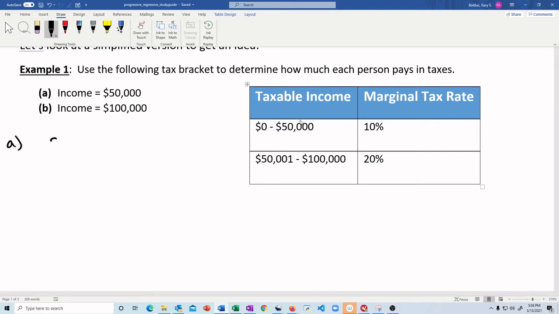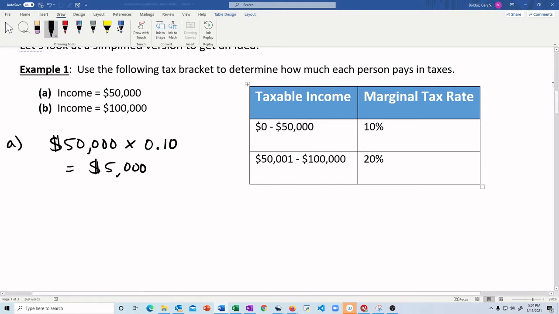So I take my $50,000 and I tax it at 10%, just like we did before. That'll give me $5,000 to pay. So it doesn't seem different for this person from the flat tax. Now I just have to ask myself, am I done? Is there any more money left over of my income? And I look and say, okay, $50,000 is my income.